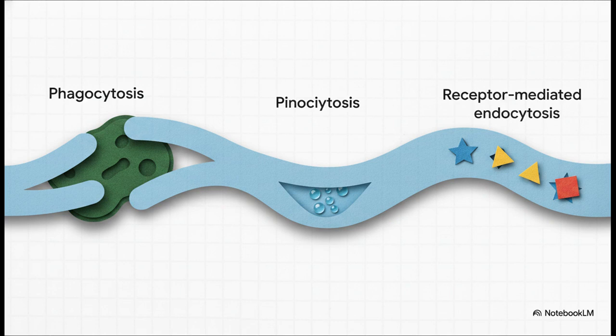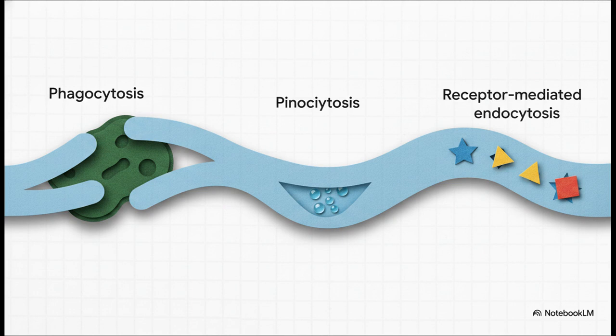First up is phagocytosis, which literally translates to cell eating. A perfect real-world example of this, your white blood cells. They act like these tiny cellular security guards, patrolling the city and physically eating invading bacteria to keep you from getting sick. Then there's pinocytosis, or cell drinking, where the cell just takes these big gulps of extracellular fluid.